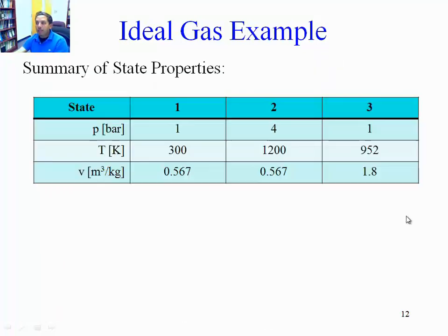So now everything is defined in all three states in terms of fundamental properties: pressure, temperature, and volume. We have pressure in state 1, pressure is 1, temperature is 300, volume is 0.567. State 2, pressure is 4, temperature is 1200, volume is 0.567. And state 3, pressure is 1, temperature is 952, and volume is 1.8. And then this goes back to 1. Okay?